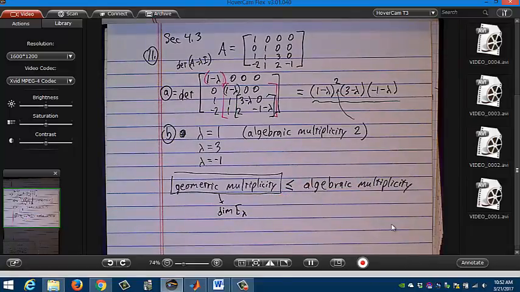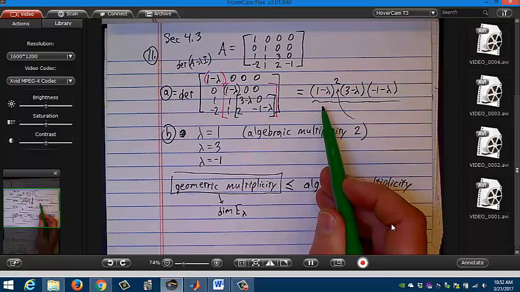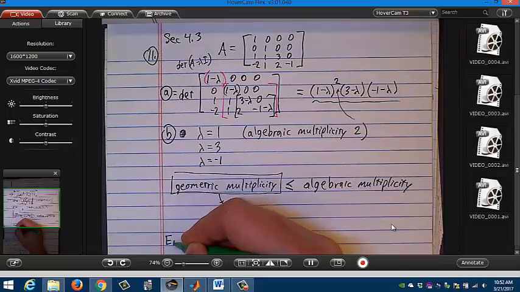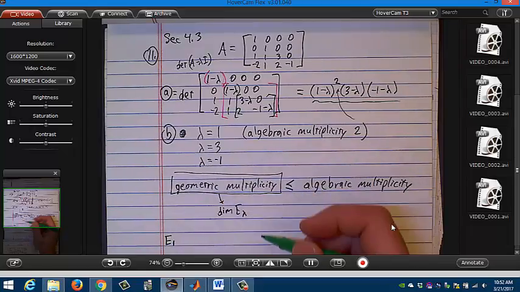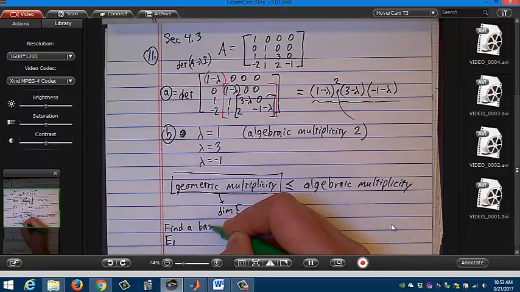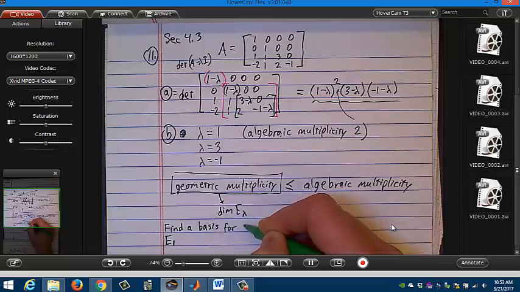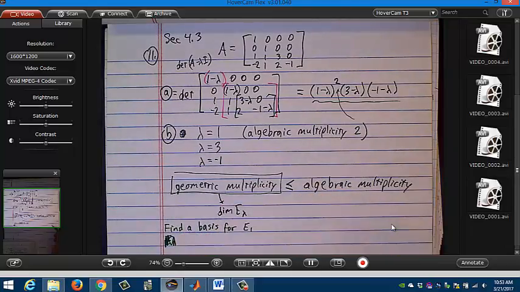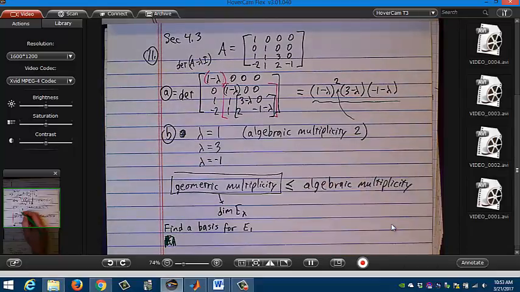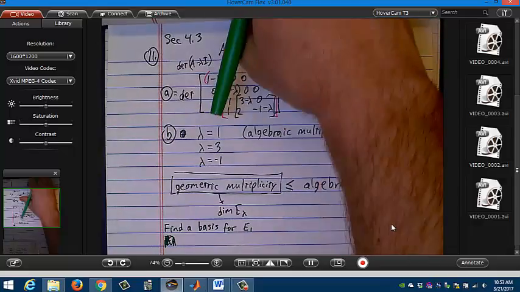So part C said find a basis for each eigenspace, and this is what you said you wanted help with. Should I do E1 to start? Because that's the most interesting one. That's the one that I actually got wrong. So let's do E1. What we're supposed to do is find a basis for E1. I think they also want a basis for E3 and E negative 1, but I'll just do E1.